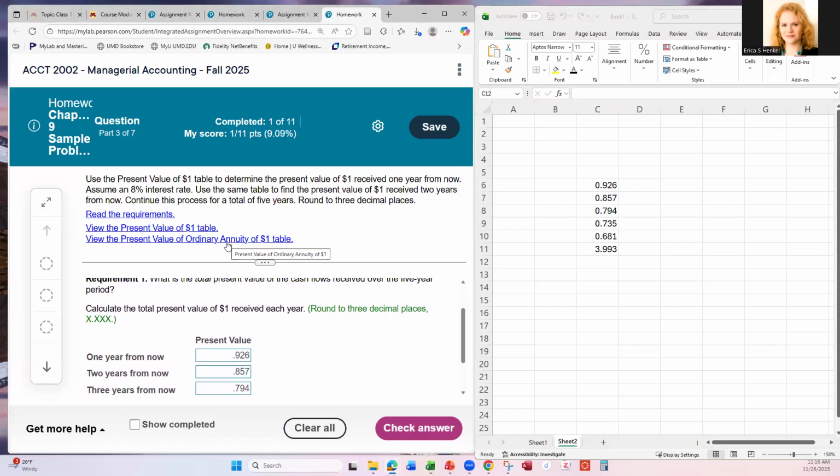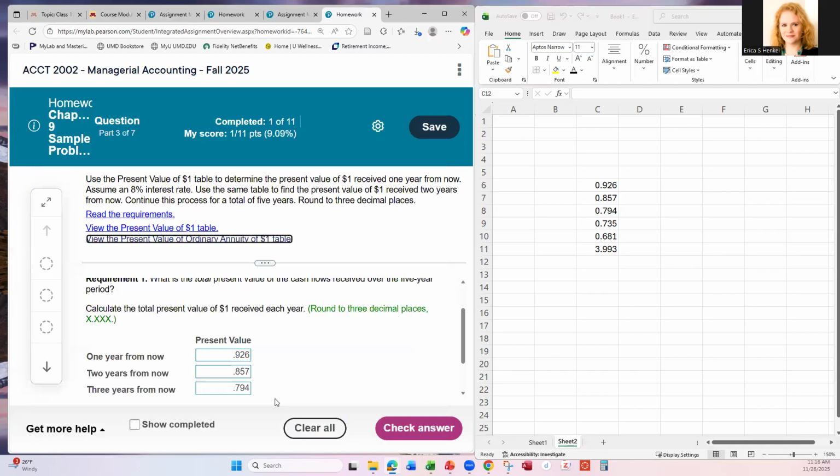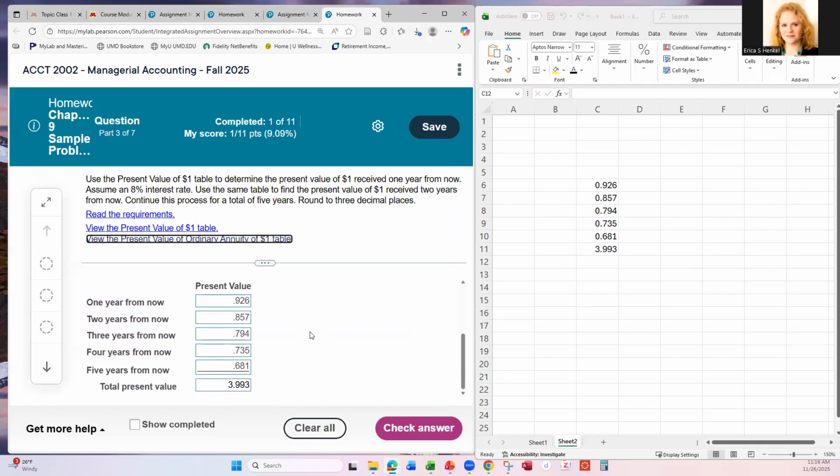If I look at my present value of ordinary annuity of $1 table here, and I go to 5 years and 8%, we see that the amount on this table is 3.993. So that's how this table is calculating these factors. And this problem is just showing us that the present value of an ordinary annuity is equal to the sum of the present values of each of those cash flows that we would receive.